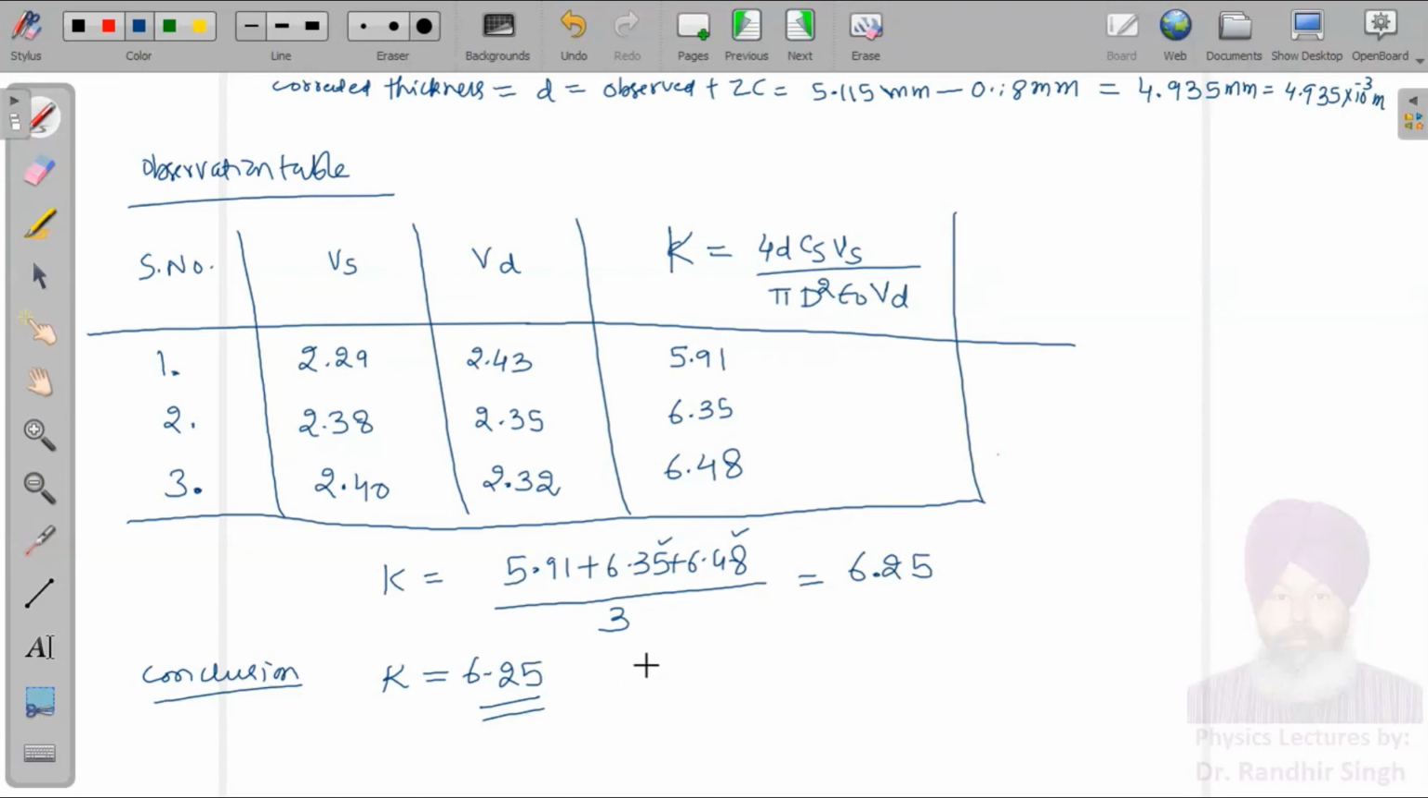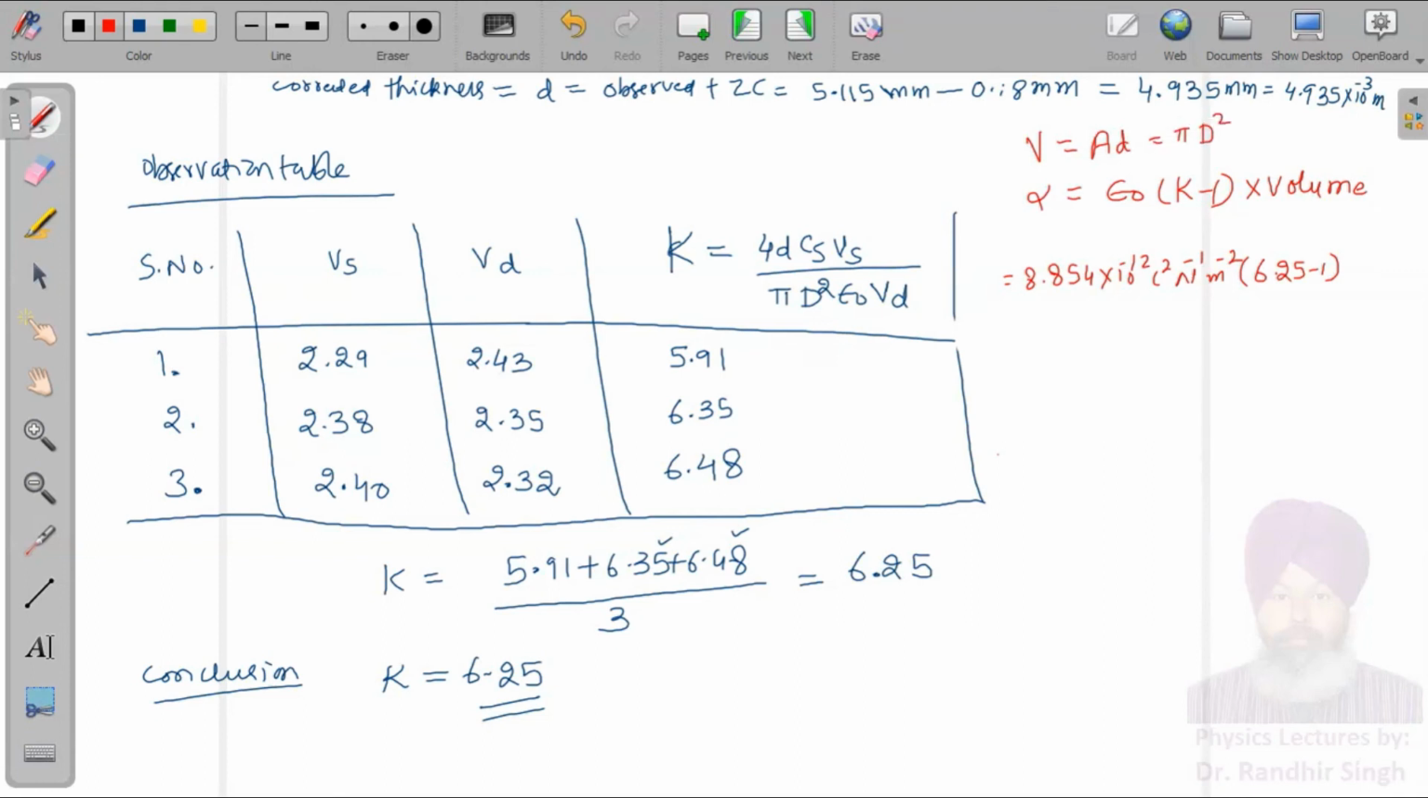If some student is interested in finding the polarizability, we can also find the polarizability of this wooden material. Let me erase this part. The polarizability alpha is given by epsilon naught multiplied by K minus 1 multiplied by the volume of the wooden disc or wooden material. So it was 8.854 into 10 raised to power minus 12, in coulomb square per Newton per square meter, and K is actually 6.25. This will be minus 1, multiplied by volume. Volume is nothing but the product of area multiplied by thickness, that was pi capital D square by 4 into small d.